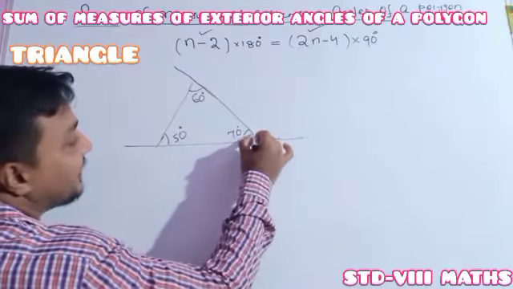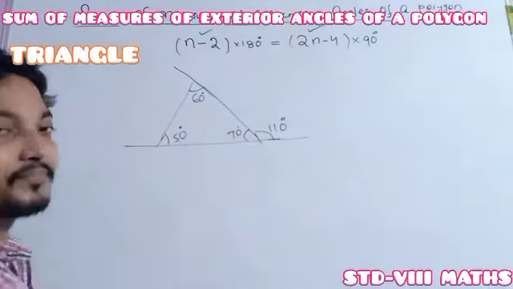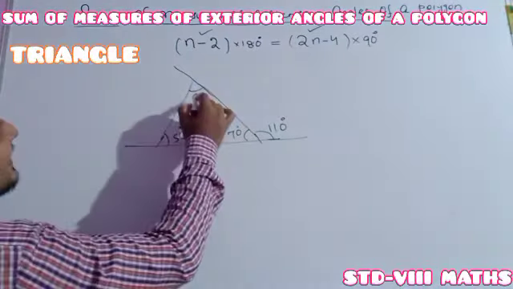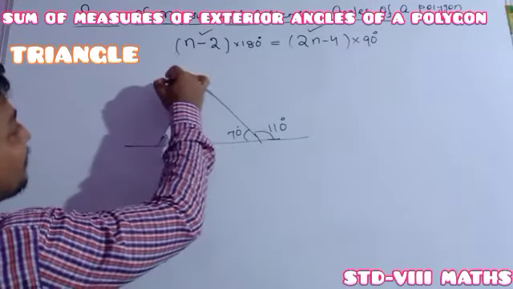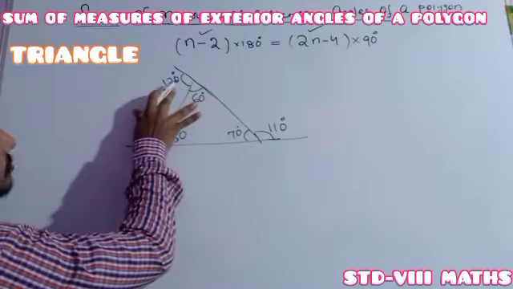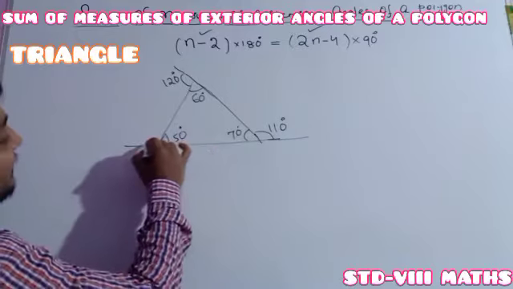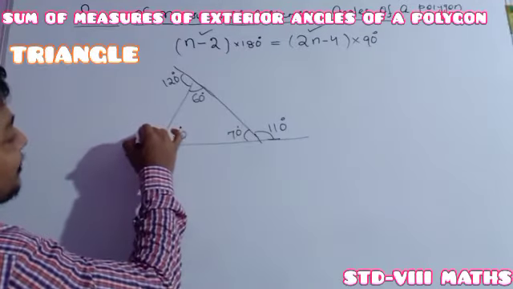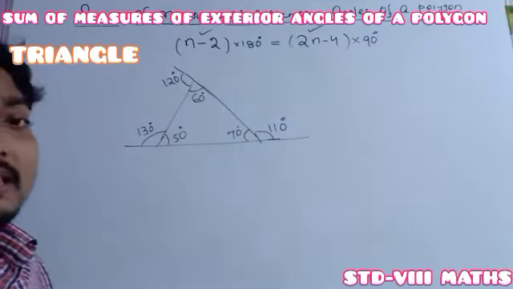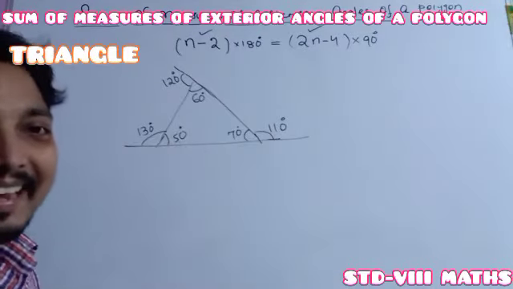Here, 70 means this one is 110 degrees, because both are linear pair angles. Here it is 60 degrees, so this angle will be 120 degrees, as these two are also linear pair angles. Here it is 50, so this one will be 130 degrees. With this example I want to check the sum of the exterior angles of this triangle.